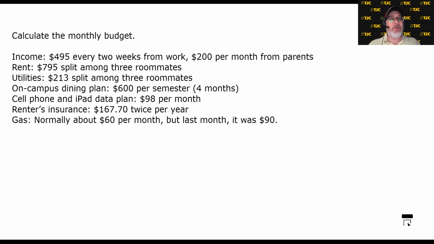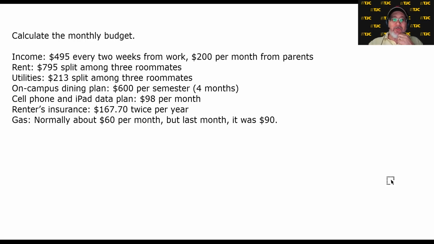Renter's insurance, $167.70 twice per year. Insurance, especially property insurance, is often done semi-annually. Gas, normally about $60 per month, but last month it was $90. So what do you think we should budget for gas, 60 or 90? I would probably budget the 90 because I would rather budget too much than too little.